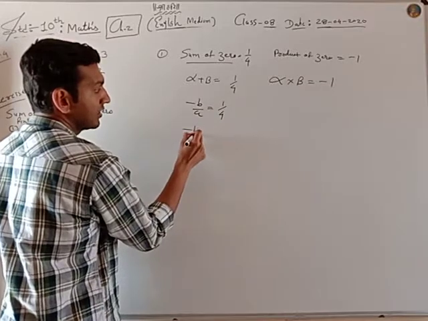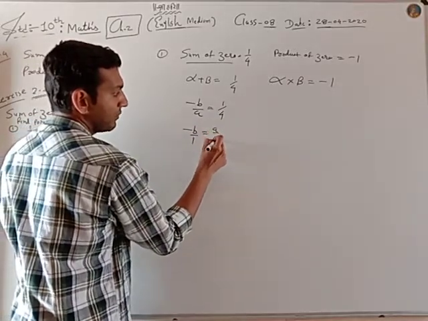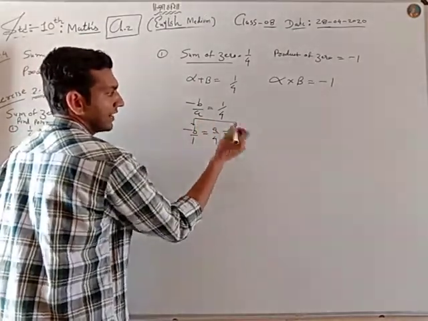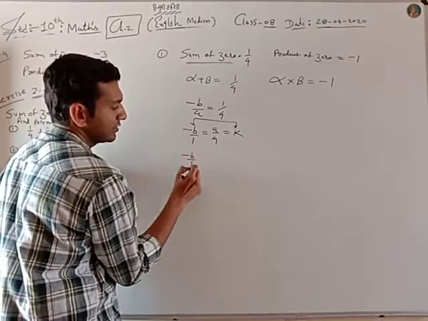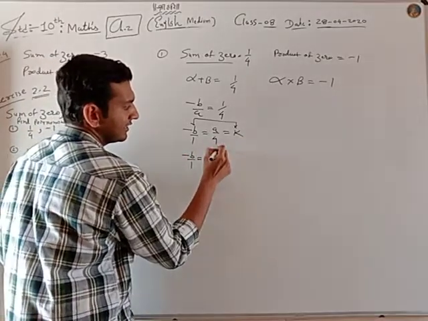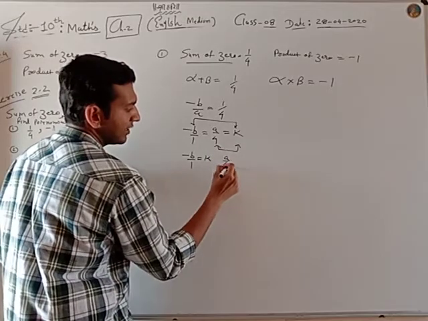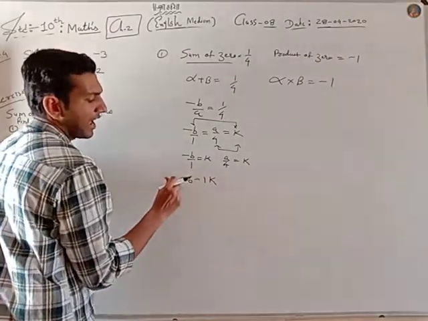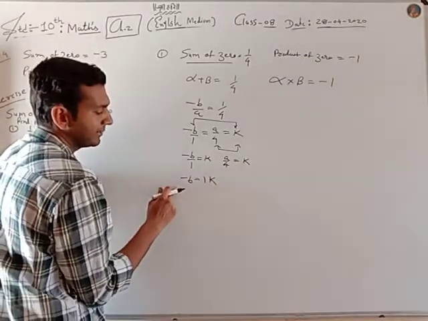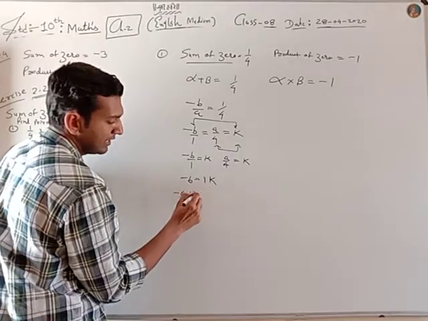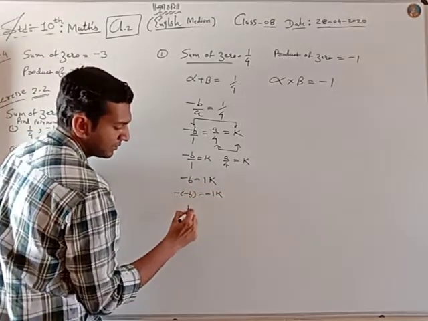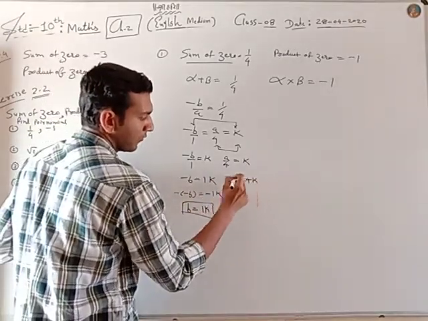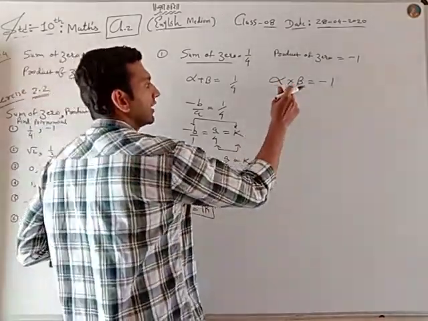So I get minus b upon 1 is equal to a by 4 is equal to, suppose, k. First and third terms: minus b is equal to k. Second and third: a by 4 is equal to k. So minus b is equal to 1k. I want to remove the minus sign, so multiplying by minus, I get b is equal to 1k. Here a is equal to 4k.